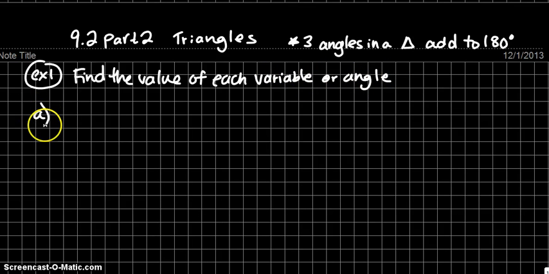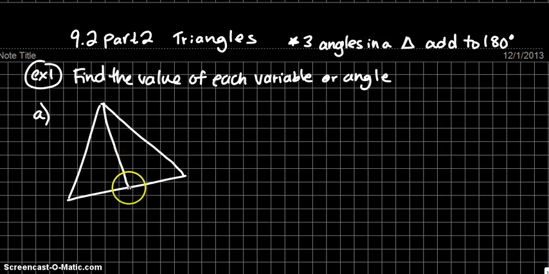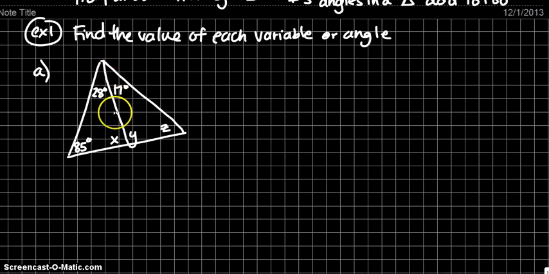All right, my first diagram actually has two triangles in it. This triangle on the left, I know that this angle up there is 28 degrees. The lower left is 85, and then I'm going to call this one X, Y, Z, and then I know this angle right here is 17 degrees.